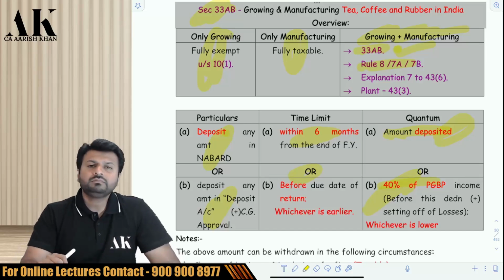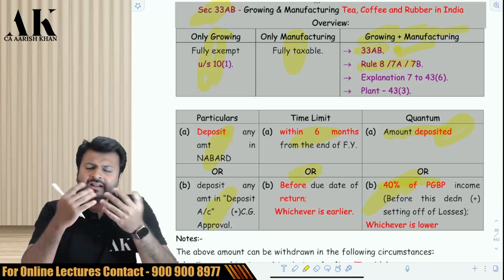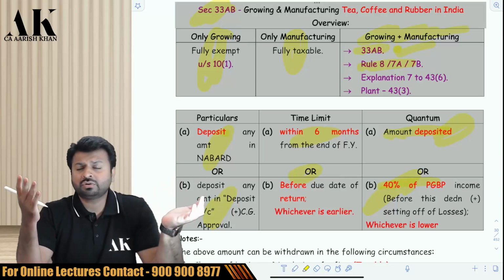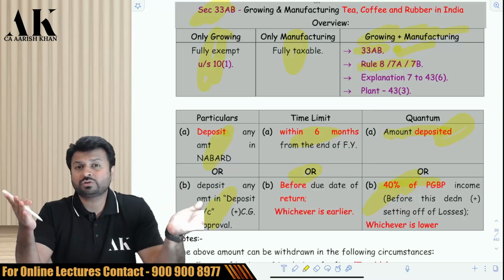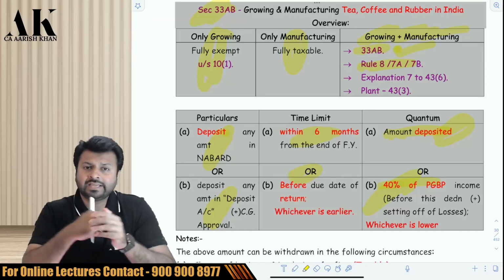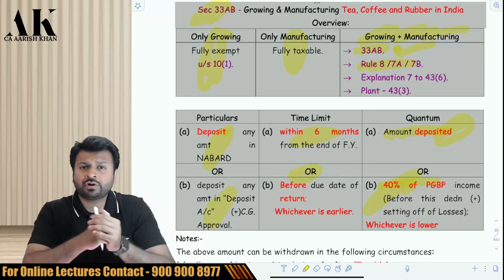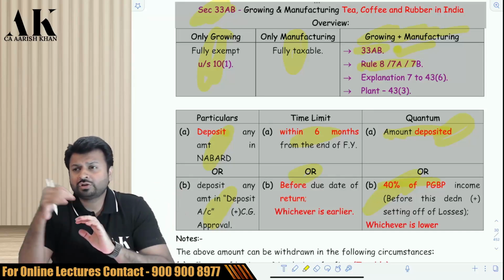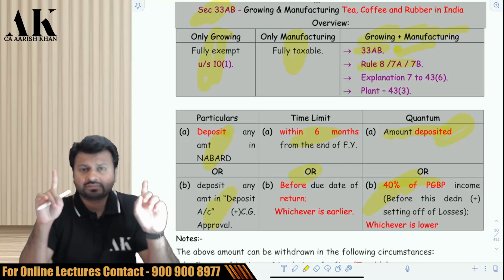Okay. Now, what about future? Once I deposit the amount, then I'll get the deduction. Then am I supposed to do something with that amount in the future? Yes, you are supposed to do something with that amount in the future. What is that something? Can I withdraw that amount? What are the consequences of withdrawal? And if I withdraw, where should I use that amount? All these questions have to be answered over here.